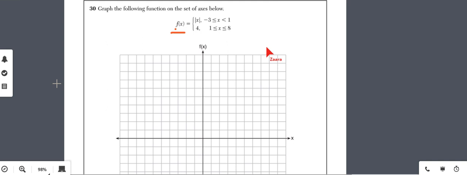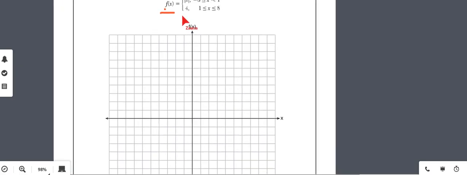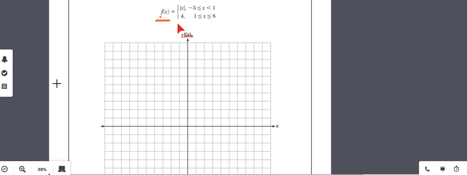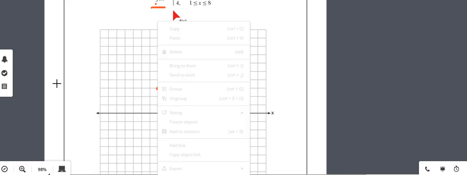How is it defined? It is the absolute value of x when x is between -3 and 1, and it becomes a constant function with the value of 4 when x is from 1 to 8. So what will happen now? Look here, from -3 to 1, it has the absolute value. So this is -3. At -3, it will give us the value of +3 because it is an absolute value function.